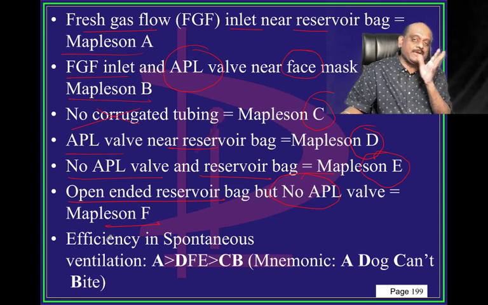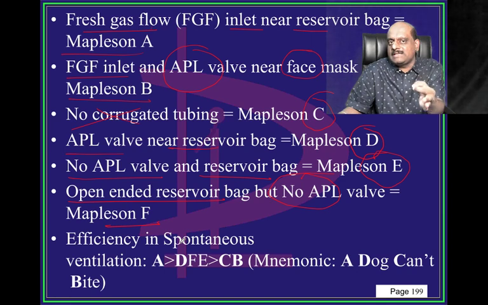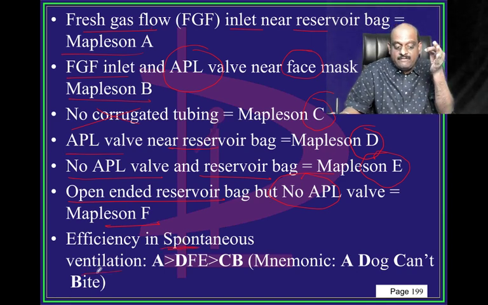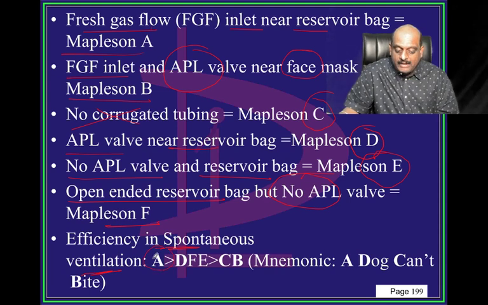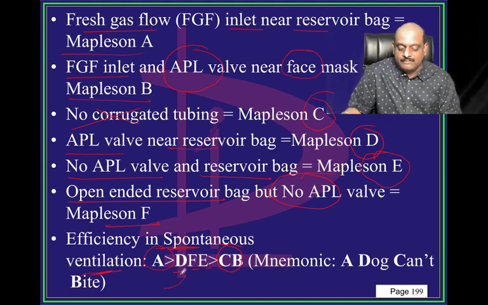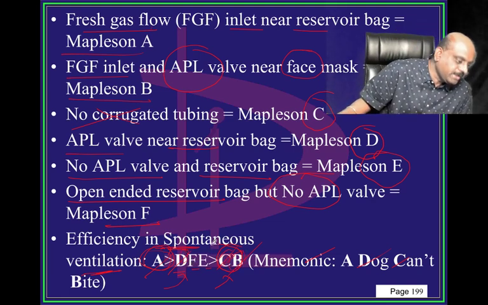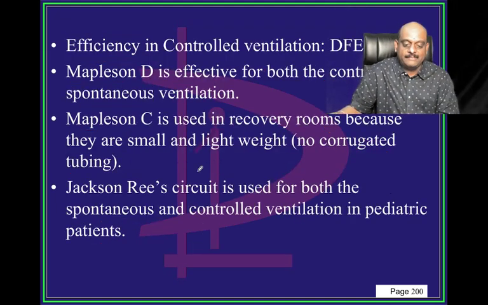But now I tell you the favorite question. What is the efficiency of these various Mapleson units in spontaneously ventilating patients? A more than DFE, more than CB. A dog can't bite. A more than D, more than C, more than B. Somehow you remember it, doctor. There is no other way.